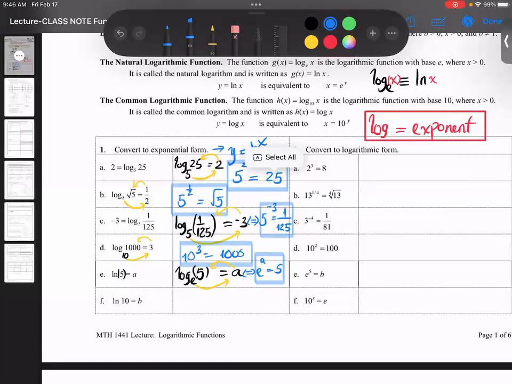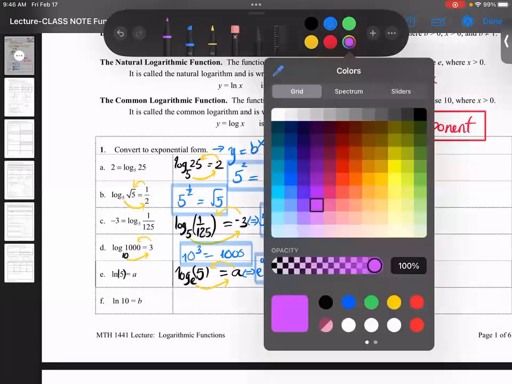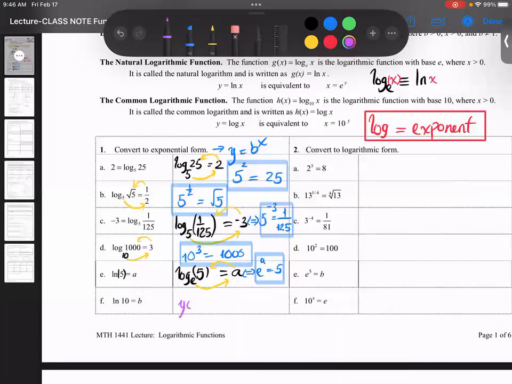F is yours to try. Let me tell you, you try 1A, and you try 1B right now so I don't forget. Try 1B right here, and 2C.